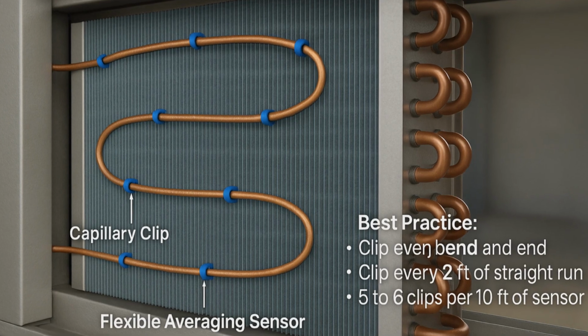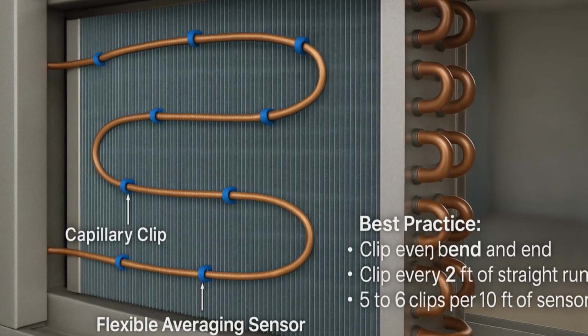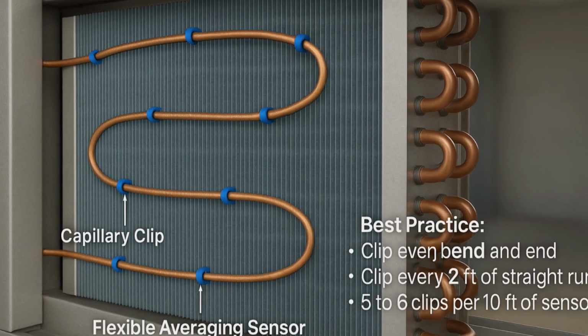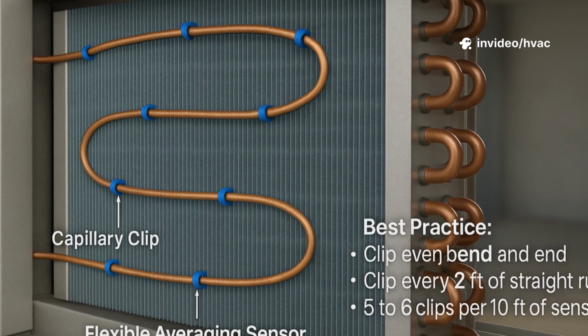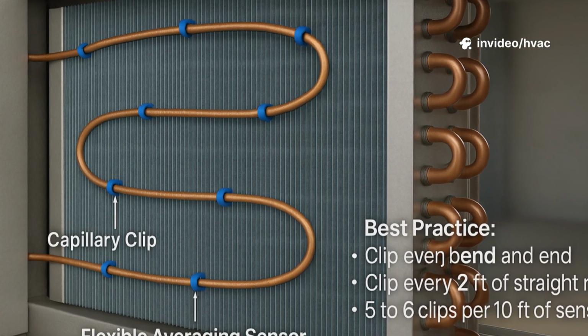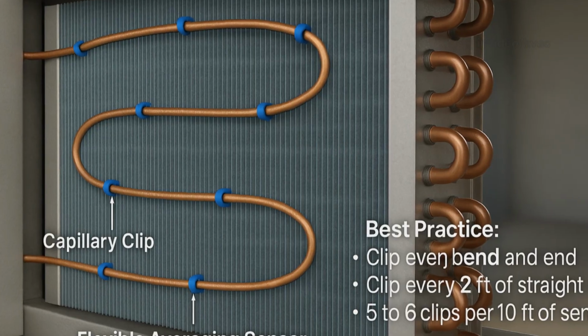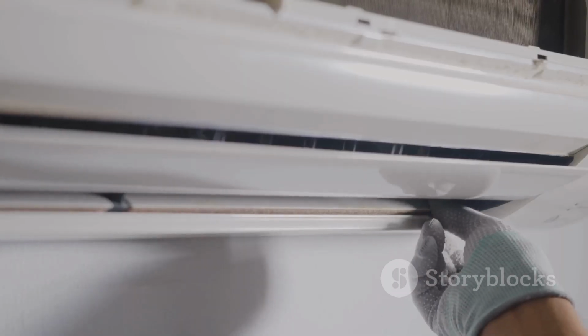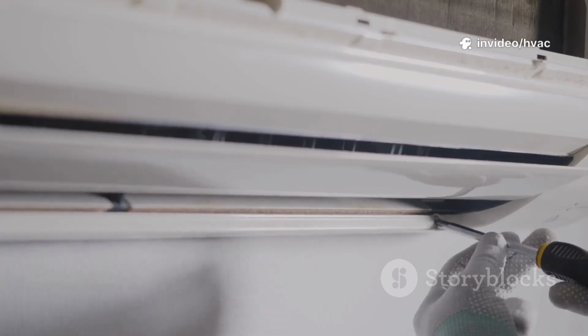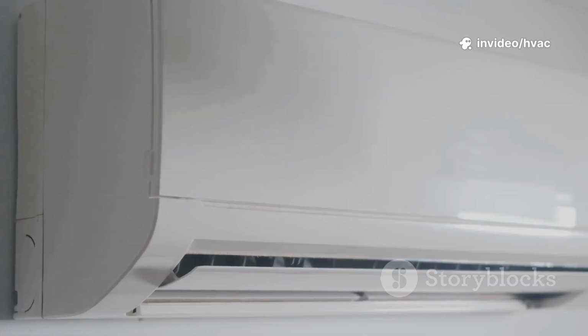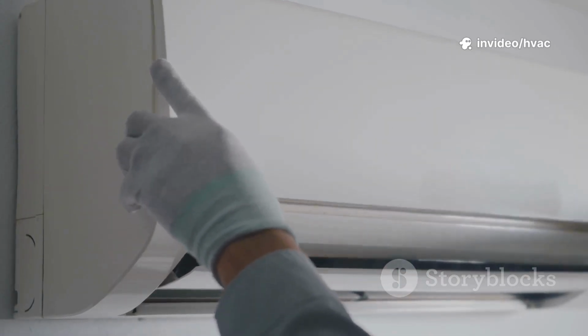After installation, double-check that the sensor is secure, evenly spaced, and not pinched or kinked anywhere along its path. Connect the sensor leads to the control panel according to the wiring diagram, and label the sensor for future maintenance. When you size and install your sensor correctly, your system will deliver reliable performance, and you'll avoid costly troubleshooting down the road. Now let's move on to coils, the heart of your air handler.